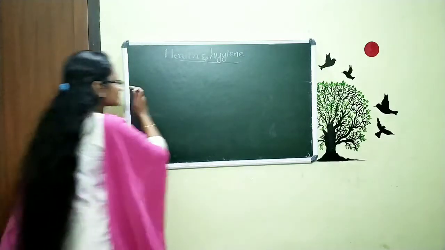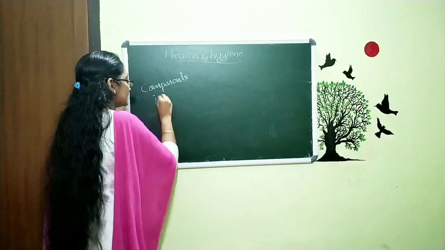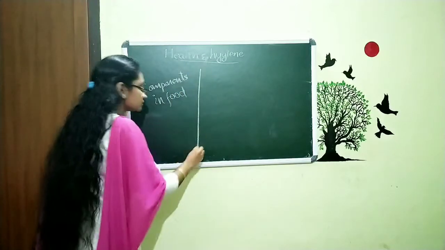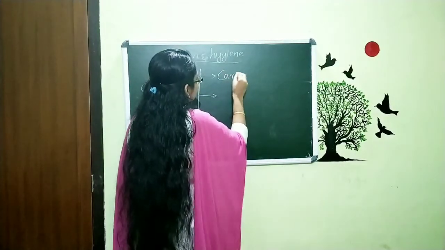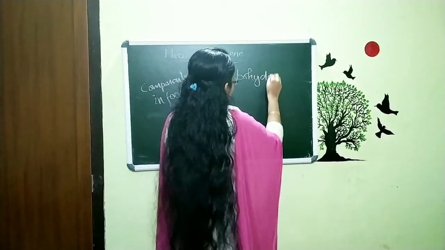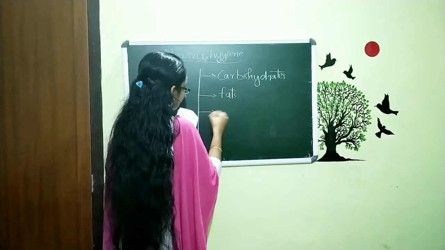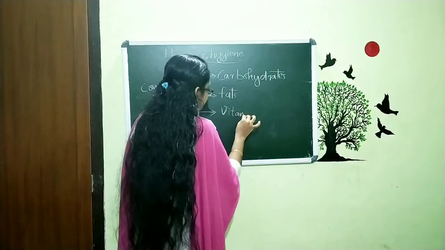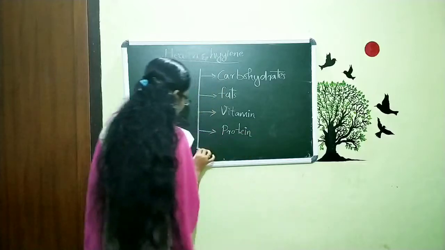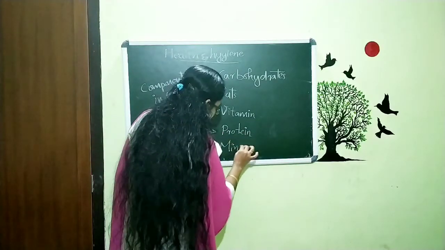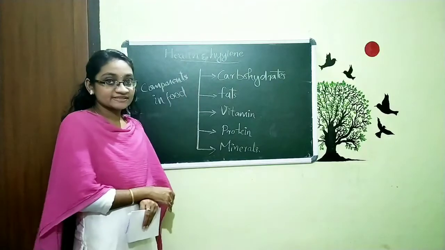In the last two classes we have been discussing this chapter. What did we discuss? We discussed different components in food. Which are the components? Carbohydrates, fats, vitamins, proteins and minerals. These are some of the components that we discussed in our last class.